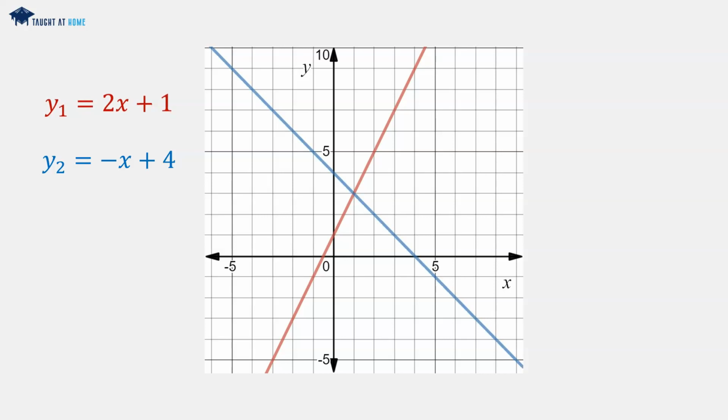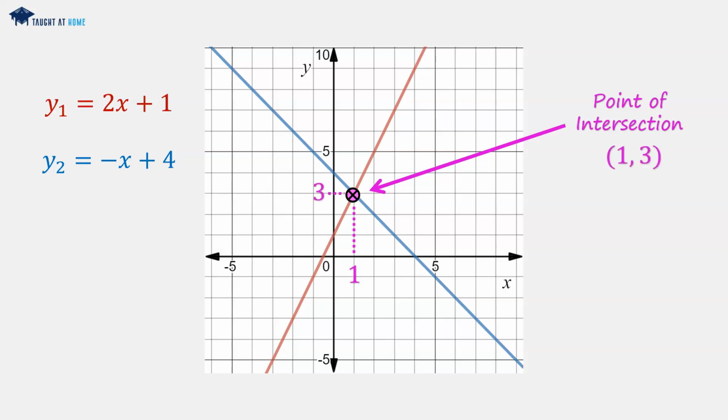What you'll notice is that these two lines have a point here in which they cross over. We call this point the point of intersection. So what are the coordinates of this point of intersection? Well, we have an x value of 1 and a y value of 3, therefore the coordinates are 1, 3. So for both of these equations, both of these straight lines, when x is 1, y equals 3.